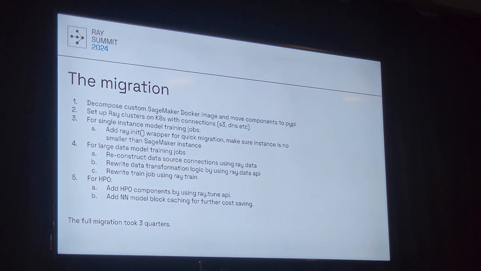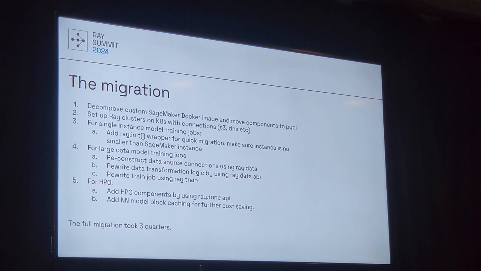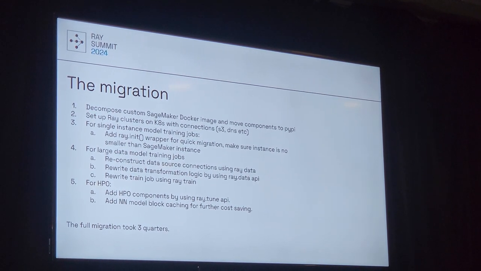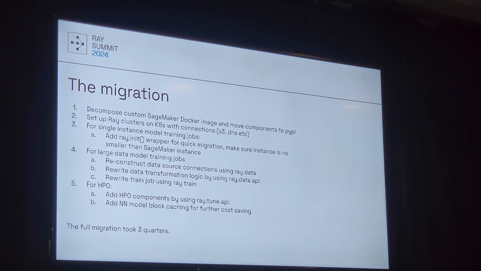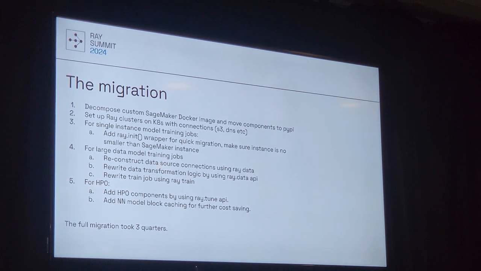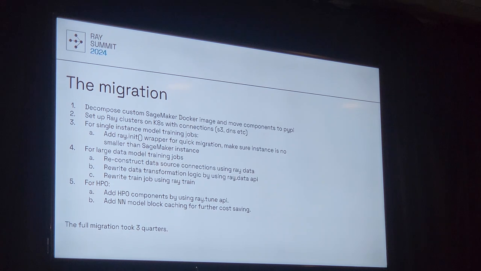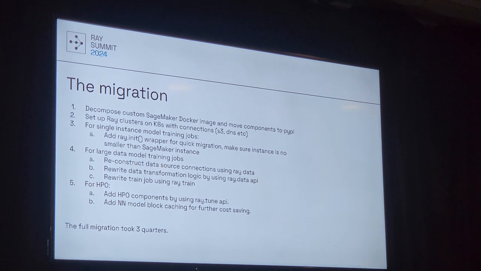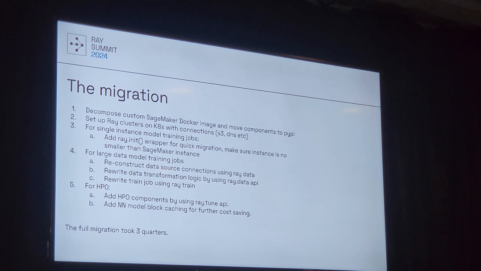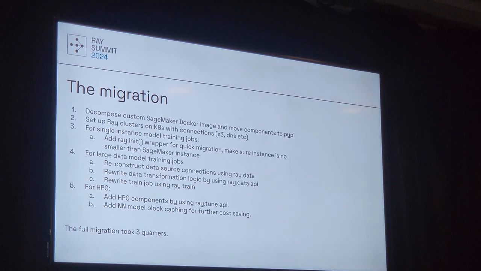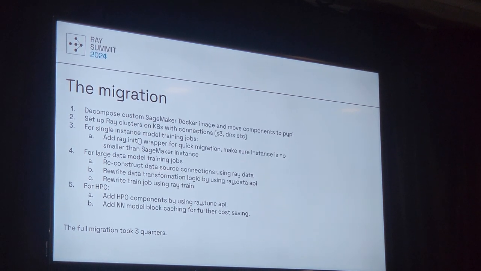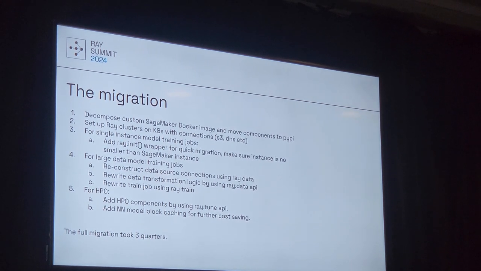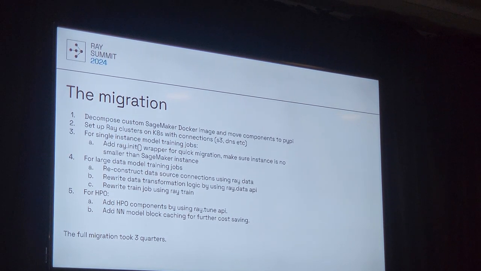And if you're thinking, okay, my model is limited by SageMaker, I need to do horizontal scaling, then you need to reconstruct your data connection, like how you read data, then rewrite your data transformation, rewrite the job using Ray Tune. And for HPO, it can support both cases. Yeah, the full migration took us like three quarters-ish. We finished everything, and we're actually closing our SageMaker training job this week.